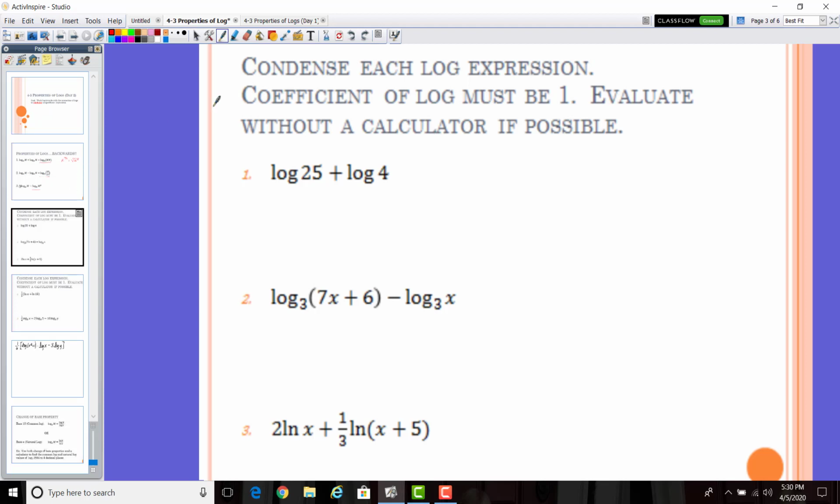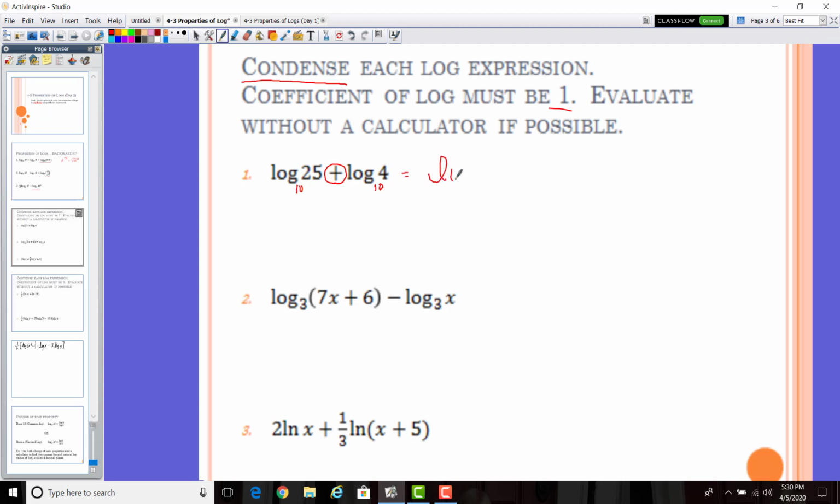So let's look at some examples. These are the same instructions from my math lab. Condense each log expression. Make sure your coefficient is 1 and evaluate without a calculator if possible. So this first example, we have the common log. Remember, there's no base there, so we assume it's a base 10. And these two base 10 logs are connected by a plus.